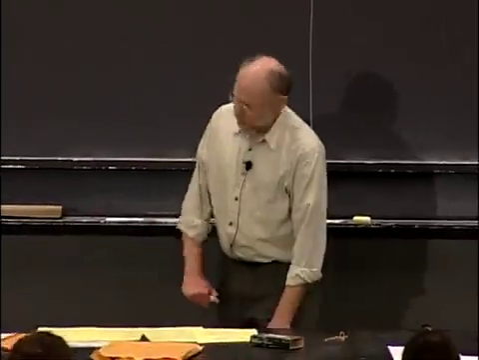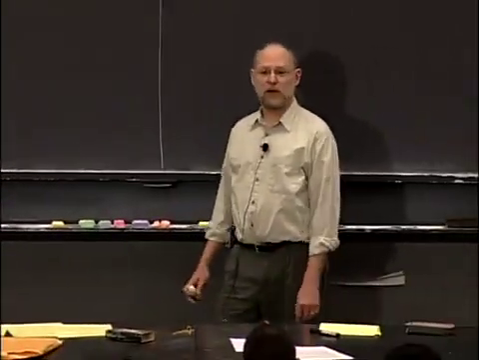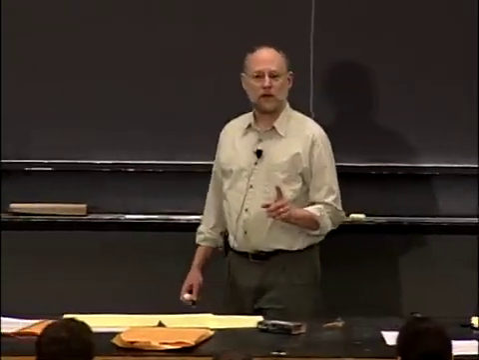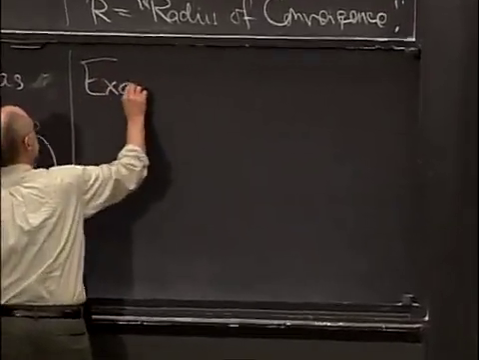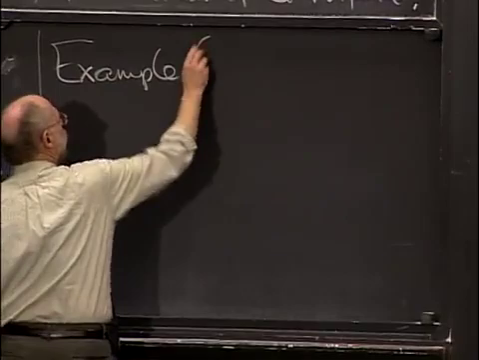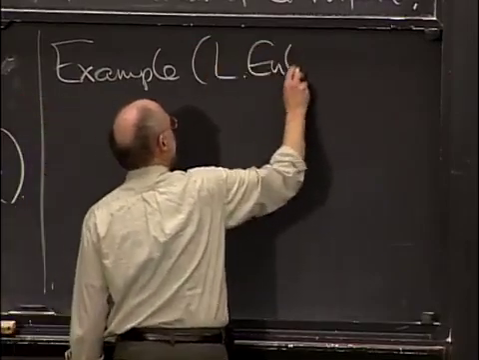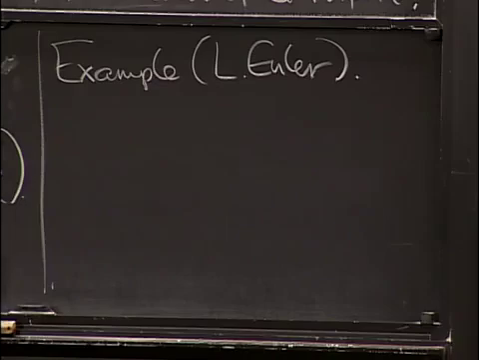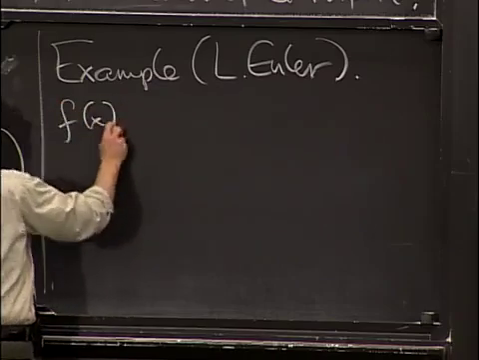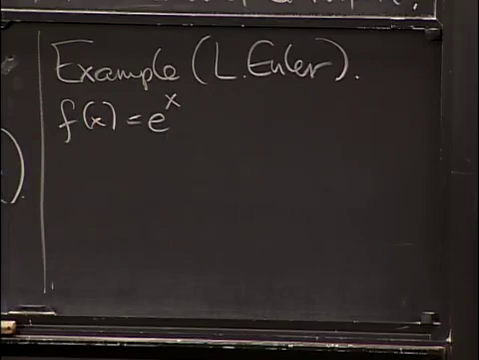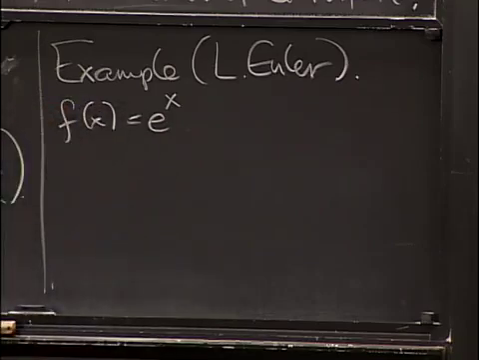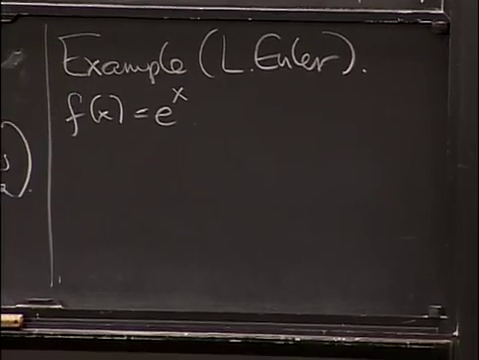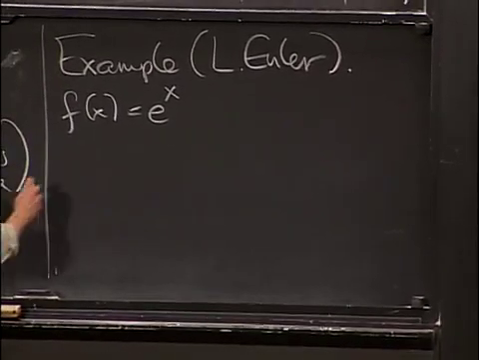Let's see. I think that's the end of my summary of things that he talked about. I think he did one example, and I'll repeat that example of a power series. This example wasn't due to David Jerison, it was due to Leonhard Euler. It's the example where the function is the exponential function e to the x. Let's compute, I will just repeat for you, the computation of the power series for e to the x, just because it's such an important thing to do.